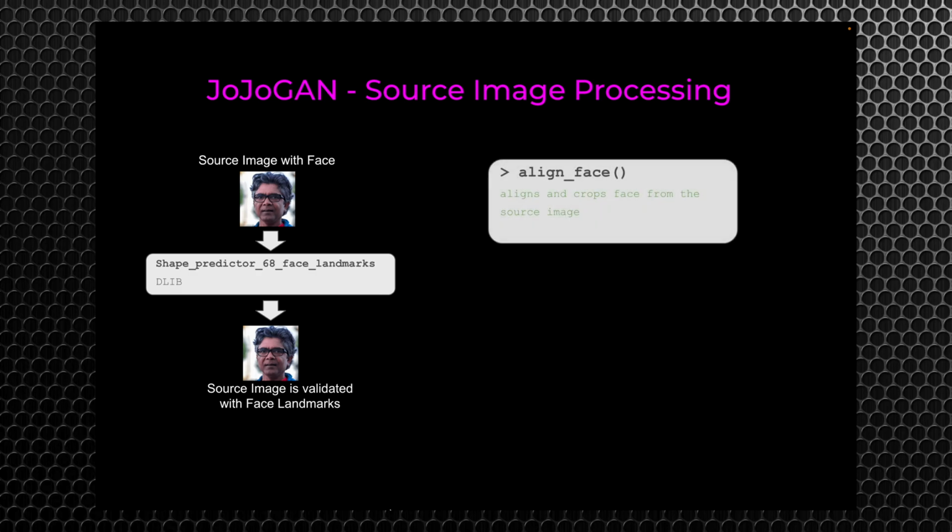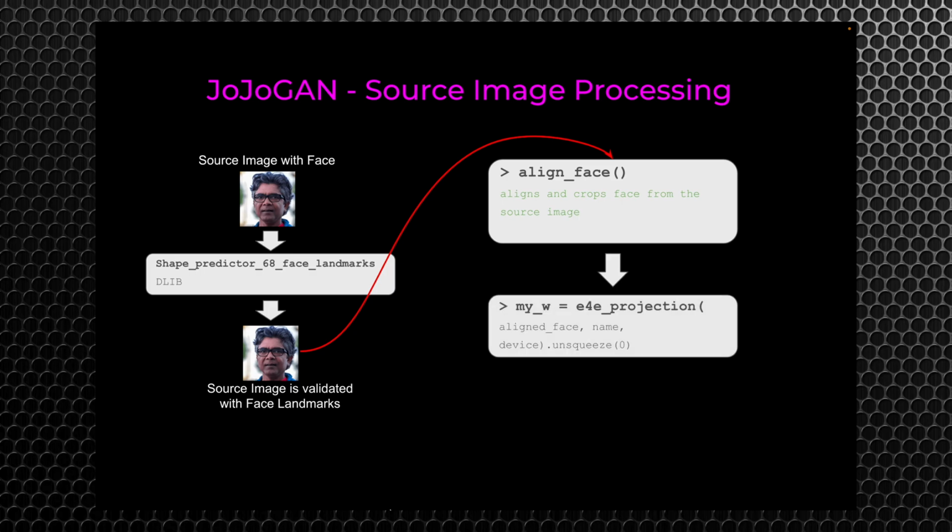Then this input image is passed into multiple methods such as align face, to make sure that the face is aligned and only the face is selected from the overall image, and using the e4e projection, the source image object is created. This object is designed to work on your target device such as CPU or GPU.